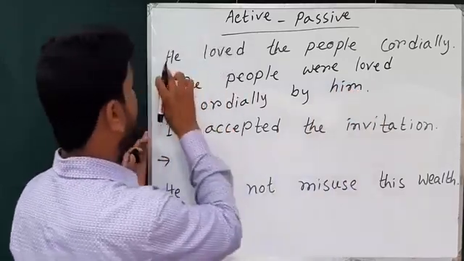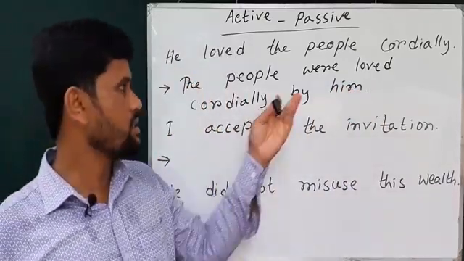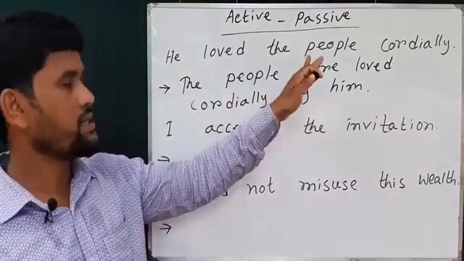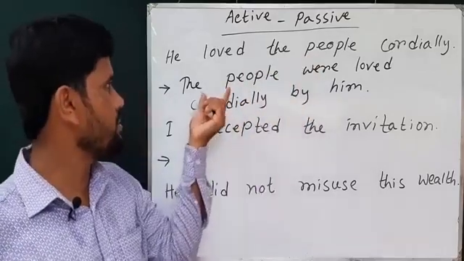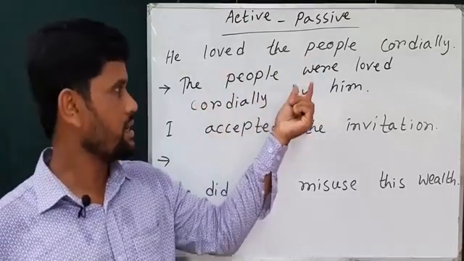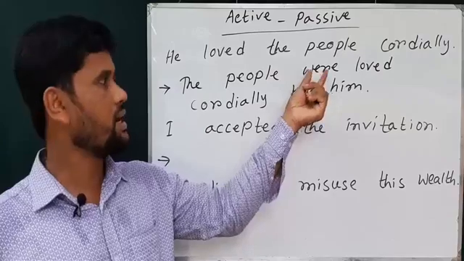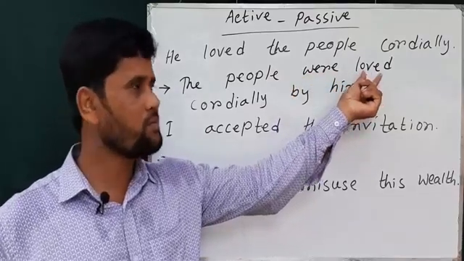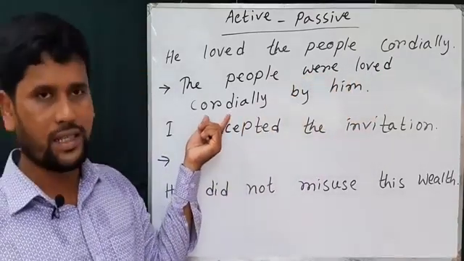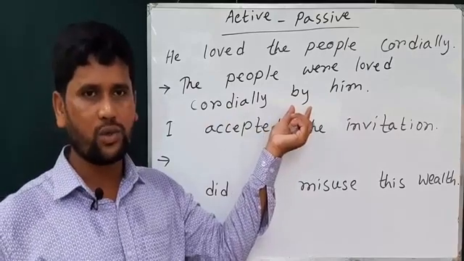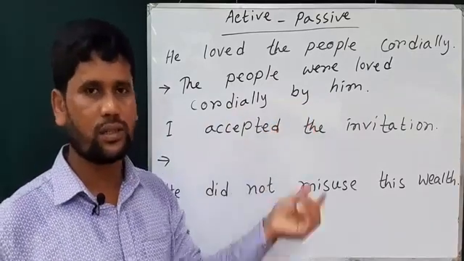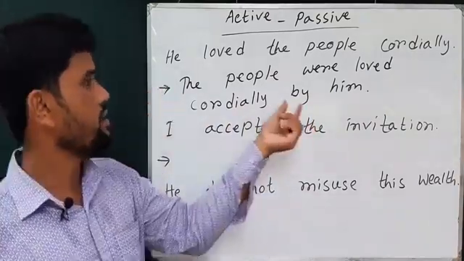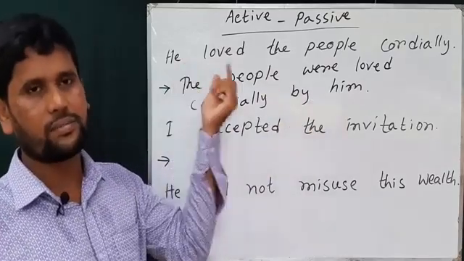Him, when you find he, the object is him. So the people: first step, make the object into the subject, the people. The second, use an auxiliary verb. Third, use the past participle form. Fourth, use the extension if there is one. Use by, to, at, with, and use the object. Turn the subject into the object.